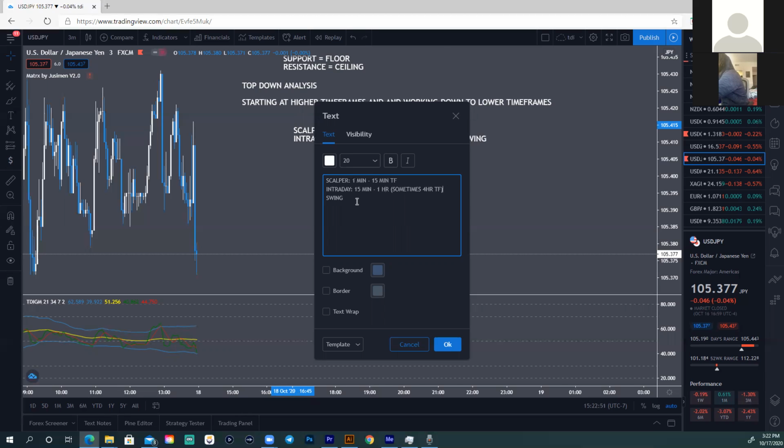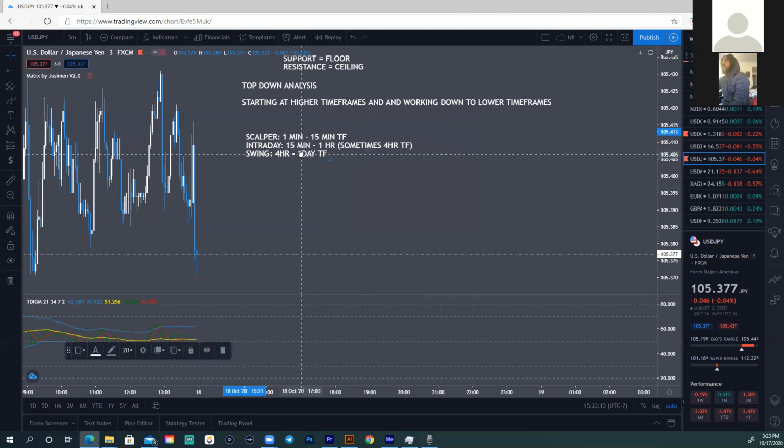And then swing is usually 4 hour to 1 day time frame. Usually. Sometimes you can even put the week or even the month on there. Those are the three different types of traders. Now, top-down analysis for a scalper would mean you starting off on the 15-minute time frame, marking up support and resistance, and then going to smaller time frames. So start at the 15, then you go to the 5, then go to the 1, or even the 3.